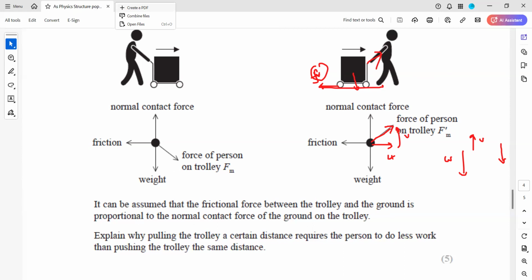Is it clear? The two diagrams show how applying a force, pushing or pulling, makes a difference to the work done.